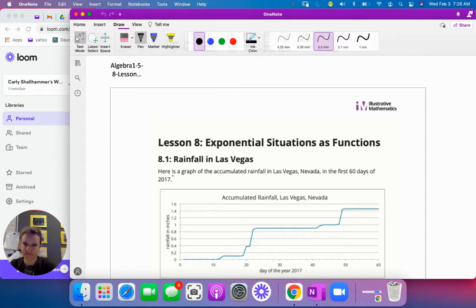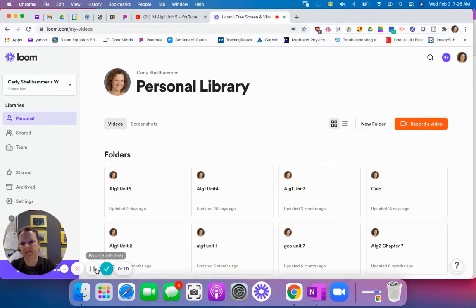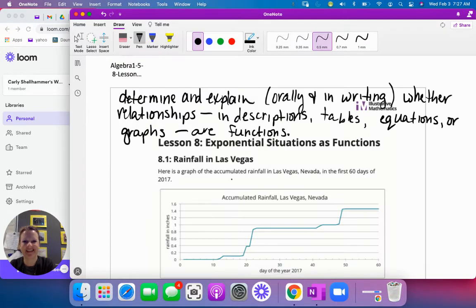Hello, algebra. Today we are learning Lesson 8 in our Unit 5 on exponential functions. Let me write down what we're doing today. All right, there it is. We're going to determine and explain orally and in writing whether relationships in descriptions, tables, equations, or graphs are functions. Okay, are they functions? And we're going to determine and be able to explain.